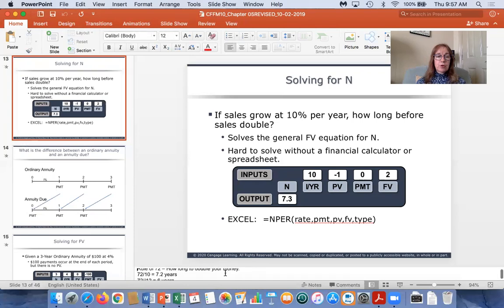What if you could earn 12%, which is actually the average return historically in the stock market for the last 90 years? So you could take 72 divided by 12 equals 6 years. If you could make 12%, it would take you 6 years to double your money. If you could make 8%, which is a more conservative estimate, you double your money in 9 years.